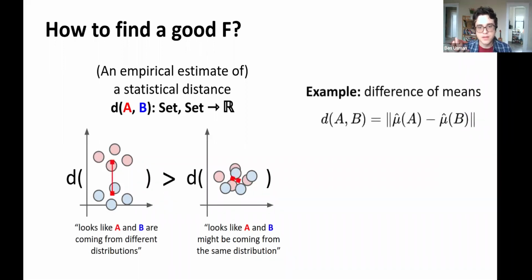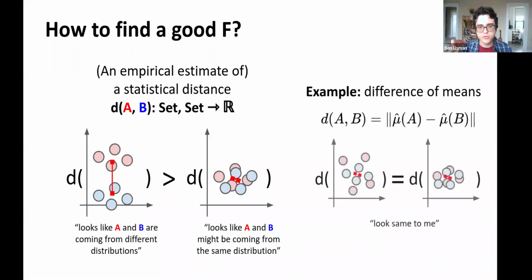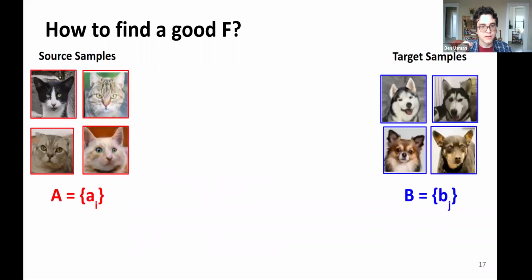sample means is a statistical distance because it is smaller for the pair of sets on the right than for the pair of sets on the left, but probably not a very powerful one since it fails to differentiate distributions with different variances but the same means, for example.